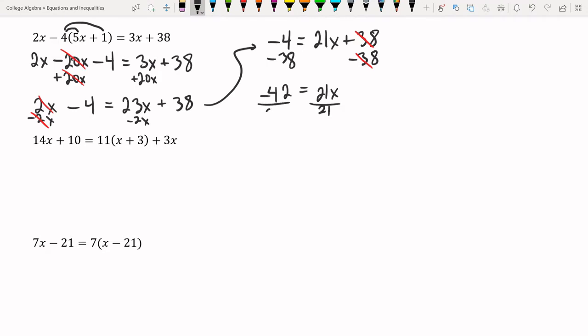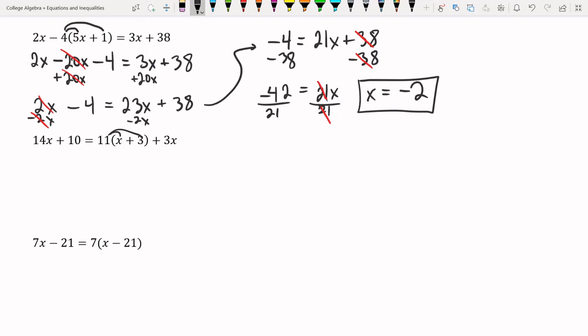So to get x by itself, I'm going to divide by 21. That cancels the 21 and gives me x equal to, I should have done this in red, not black. Negative 42 divided by negative 21 is negative 2. And that gives me a solution for what x is equal to. All right, now let's do the next one.